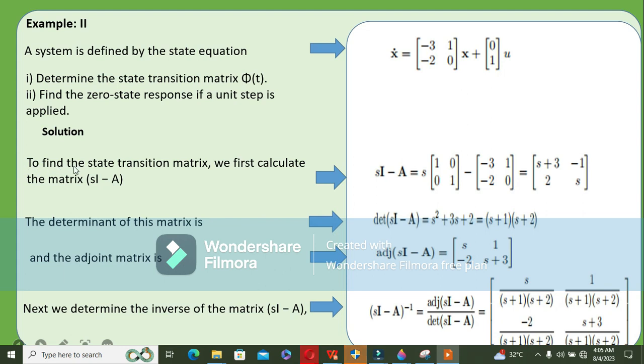Then we can now move with the solution. To find the state transition matrix, we first calculate the matrix. Remember, that was what we did for those cases. So when you calculate for this matrix, this is what you're going to have: xI minus A. Remember that in the other case we just went straight and did xI. So this is supposed to be x0 and this is 0x. When you do that, you have x minus 3, which will give you x plus 3, mind you, because this will be minus minus. And we have 0 minus 1, which will give you minus 1.